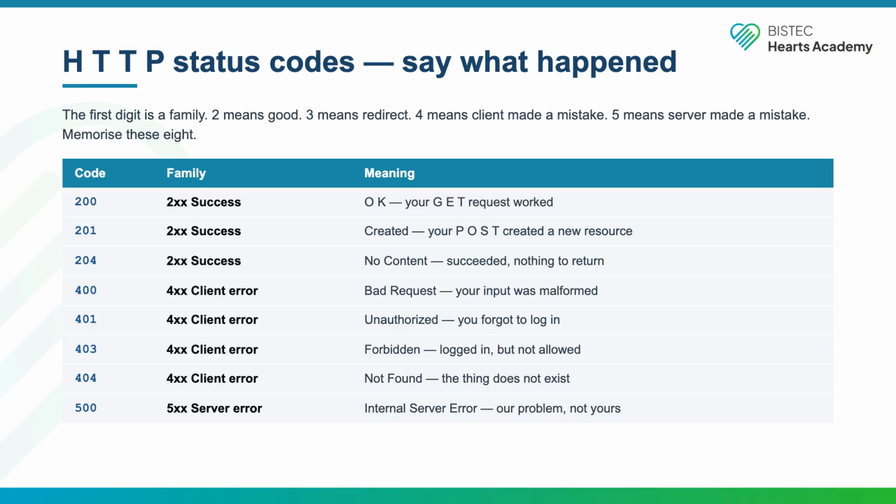4XX means the client made a mistake. 400 means bad request, your input was malformed. 401 means unauthorized, you need to log in. 403 means forbidden, you are logged in but not allowed. 404 means not found, the thing does not exist. 5XX means the server made a mistake. 500 is internal server error, our problem, not yours. If your API returns 200 for everything including failures, you are doing it wrong. Use the right code. Clients depend on it, especially mobile apps and retry logic. They read the code first, before looking at the body.